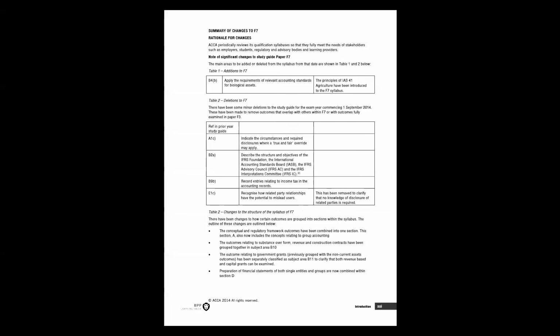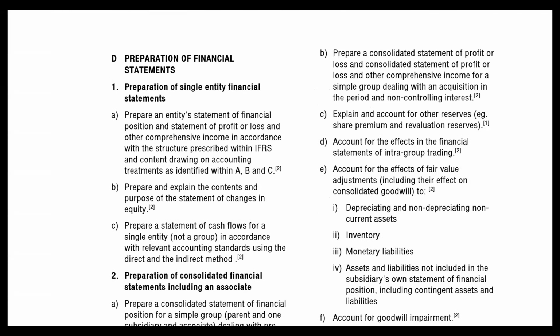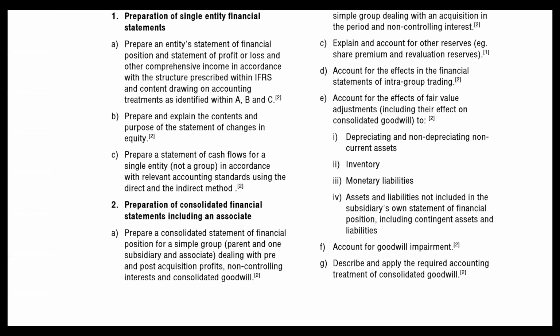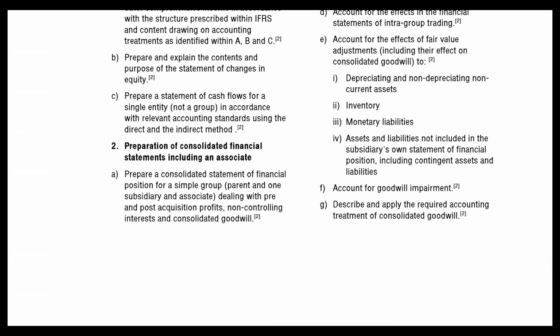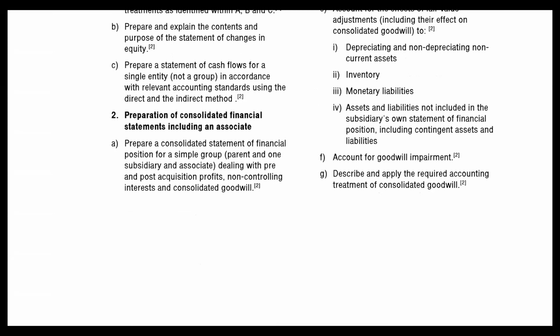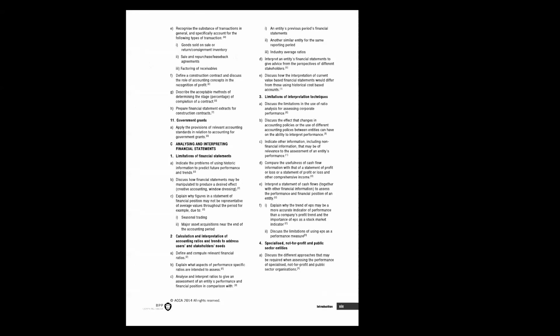We will continue with our analysis and we even learn how to explain and account for other reserves. We'll learn how to account for the effects in the financial statements of an intra-group trading. And we will learn how to account for the goodwill impairment. We will describe and apply the required accounting treatment of consolidated goodwill.